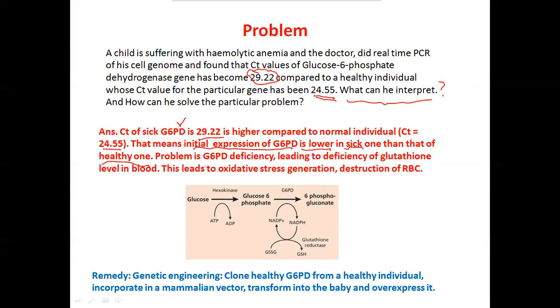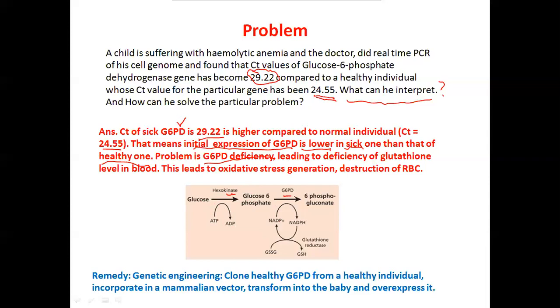So the problem is basically glucose 6-phosphate dehydrogenase deficiency. This is a very common deficiency in our chromosomal allele. Many children suffer from this deficiency. And what does this enzyme do? You see in this chart, glucose first converts to glucose 6-phosphate by an enzyme called hexokinase. Hexokinase phosphorylates the glucose because it is a kinase enzyme.